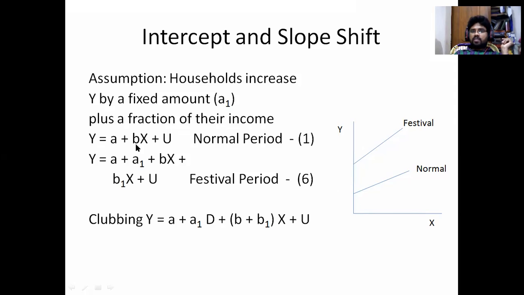So that is y is equal to a plus bx plus u. That is the normal period. Then y is equal to a plus a1 plus bx plus b1x plus u. That is the festival period.